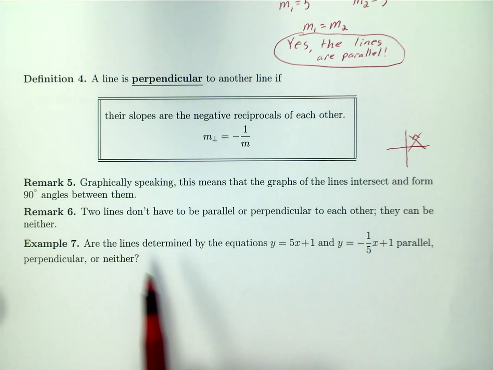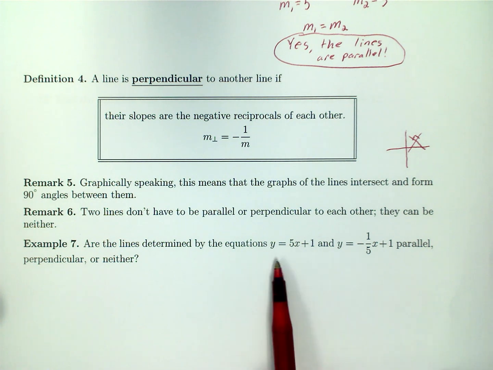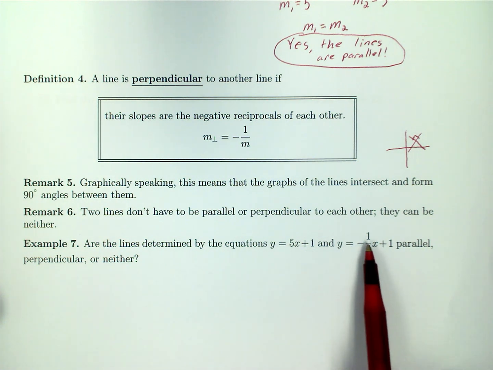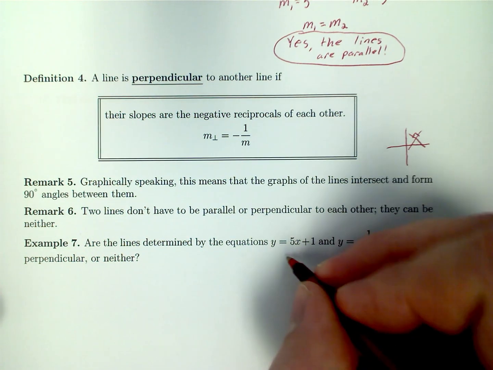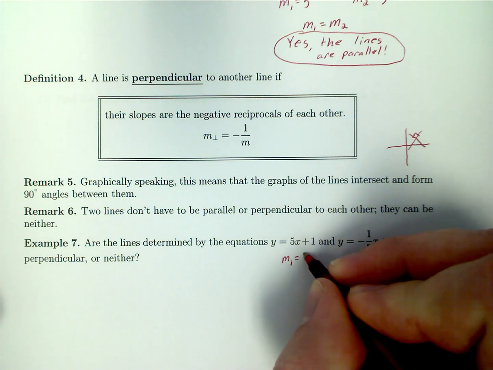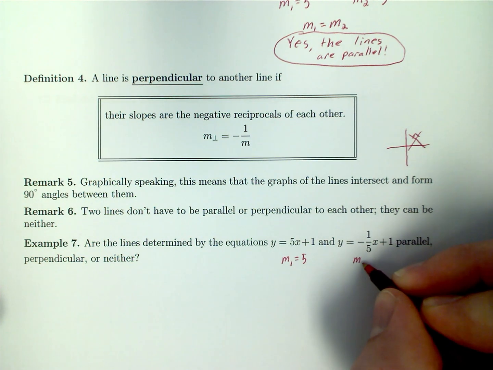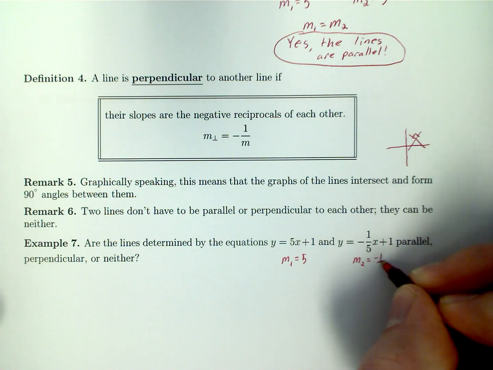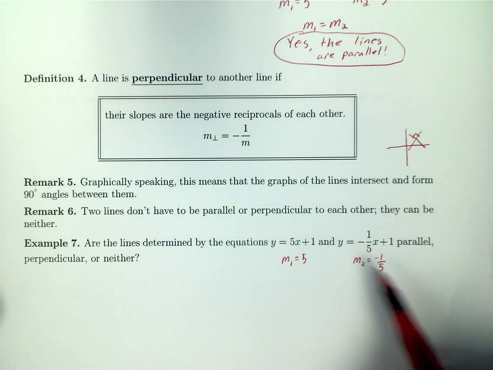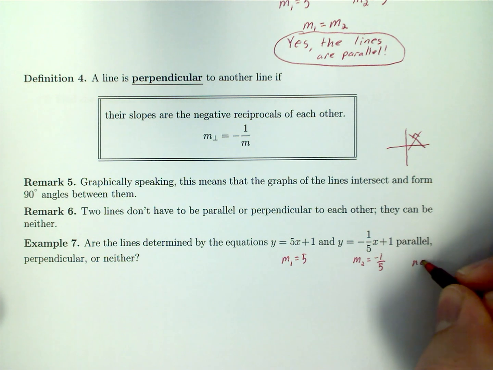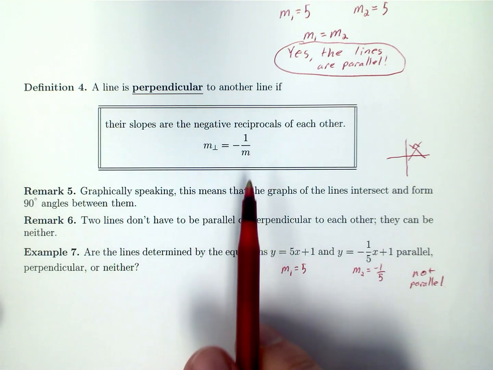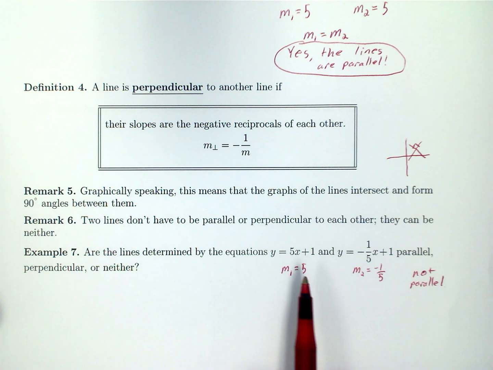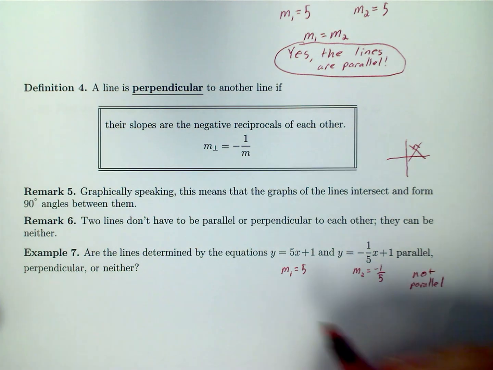In this example, let's look at these two equations of lines: y equals 5x plus 1 and y equals negative 1/5 x plus 1. Are they parallel, perpendicular, or neither? Well, this slope is 5, and this slope is negative 1/5. They're not the same, so they're not parallel, clearly. The only other thing we have to check, and if it fails this check then they are neither parallel nor perpendicular, is whether one is the negative reciprocal of the other.